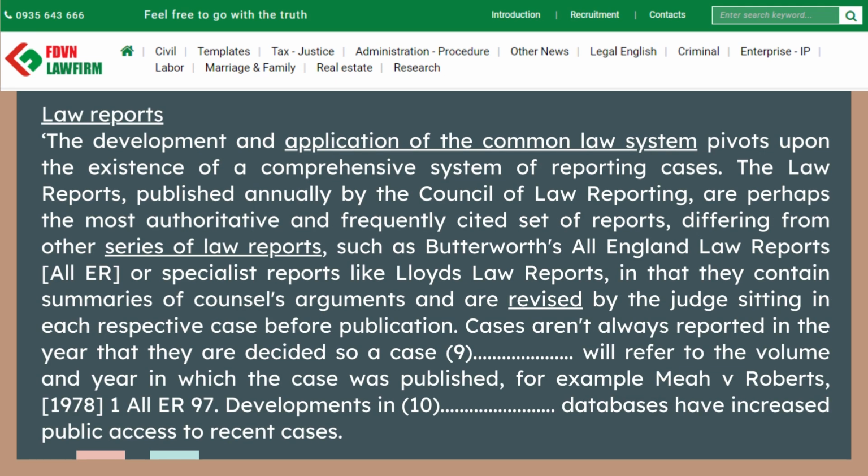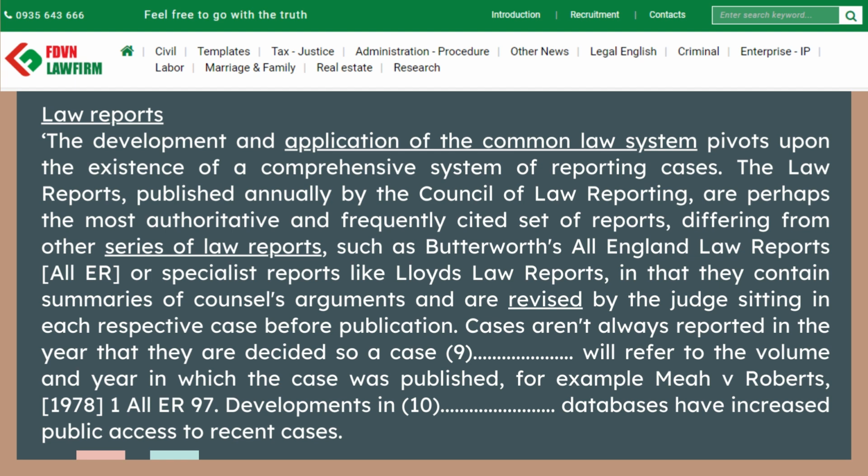Law reports. The development and application of the common law system pivots upon the existence of a comprehensive system of reporting cases. The law reports, published annually by the Council of Law Reporting, are perhaps the most authoritative and frequently cited set of reports, differing from other series of law reports, such as Butterworth's All England Law Reports, All ER, or specialist reports like Lloyd's Law Reports, in that they contain summaries of counsel's arguments and are revised by the judge sitting in each respective case before publication.